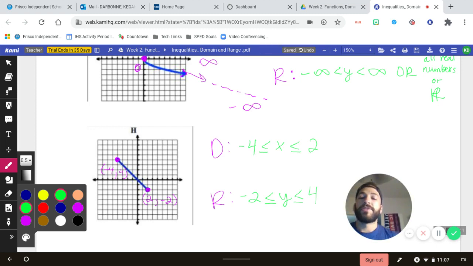Okay, so that is how we use inequality notation to describe the domain and the range of functions. So now go ahead and do the Desmos activity along with your teacher, which is going to help you break down and analyze domain and range on functions just a little bit more.